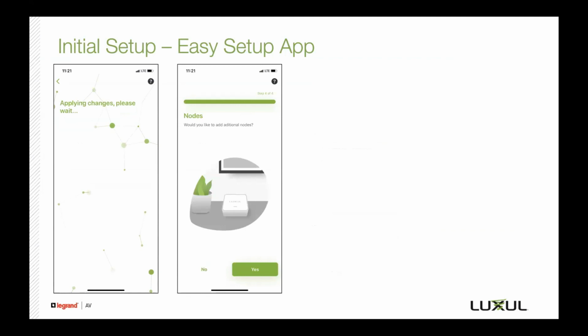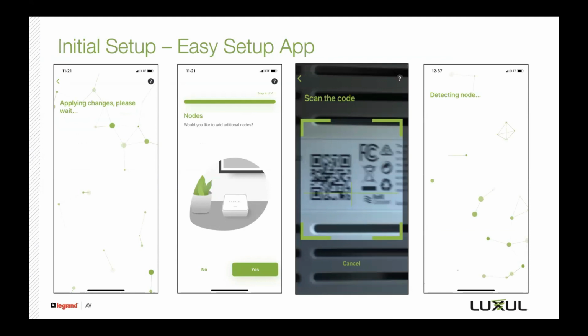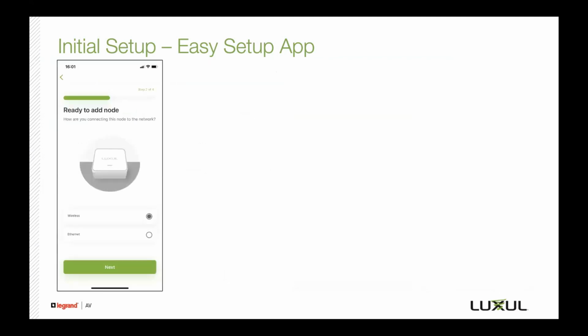It's pretty simple. If you hit yes, then you walk to the next node and scan the code on the back of that one. It then establishes a relationship with that new node, and then asks if you're going to add this node wired or wireless. If you're going to add it wired, then it doesn't matter which Ethernet port you're plugged into. Of course, you just hit next. It grabs its IP address from there, and everything goes as it normally would. There's nothing else to it.